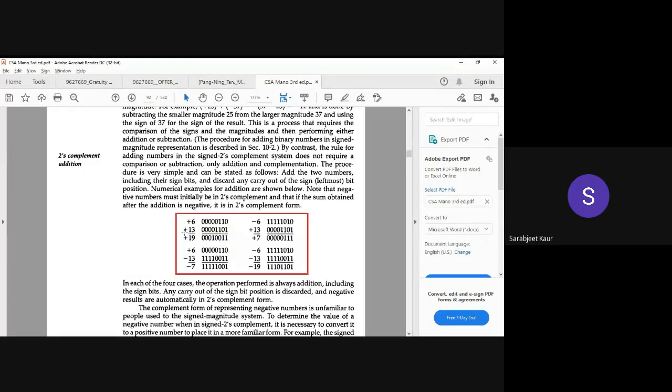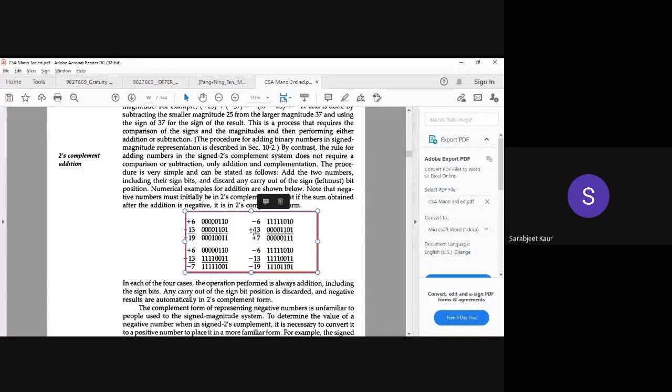So +6 +13. This is simple addition, where the numbers are represented in the sign magnitude form. In the sign magnitude form, the number is written as it is. Only the leftmost bit indicates 0 if the number is positive, and if it is negative, then it is 1.